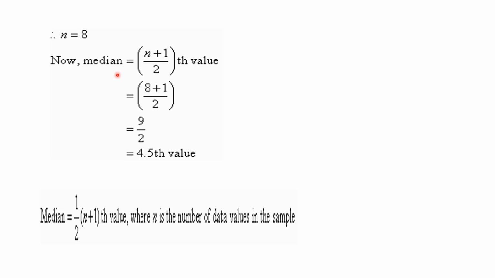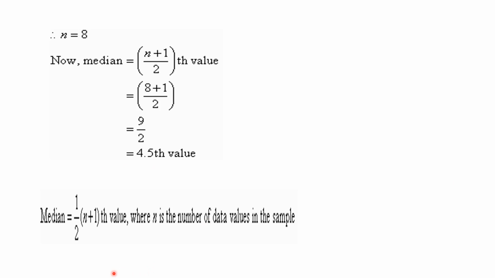Okay. Then how do we find it? (n plus 1) divided by 2. Here, n is 8 observations, plus 1, divided by 2. That is 9 by 2. When we divide this, we get the 4.5th place. This 4.5 is not the answer. The 4.5th place value means the value between the 4th and 5th observations, that is 16.5.